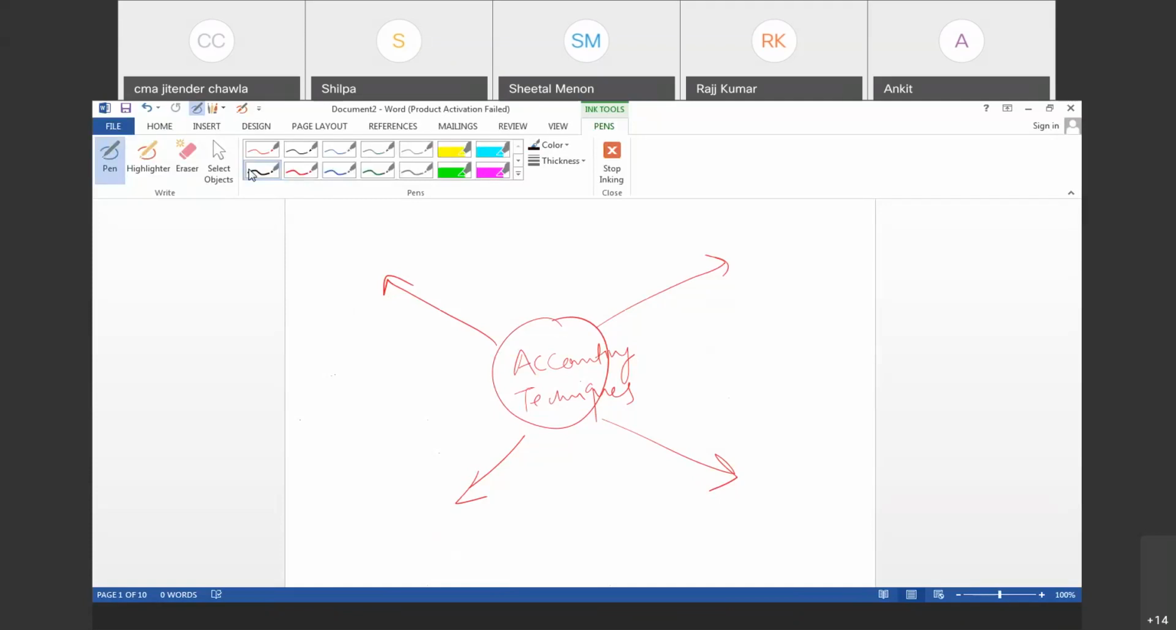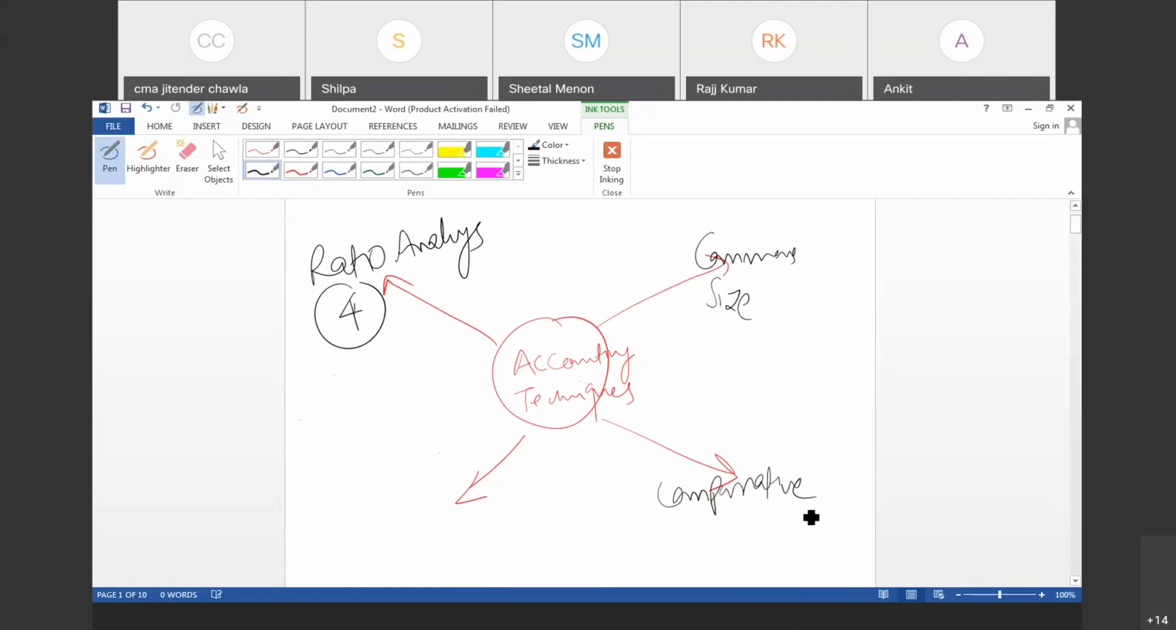Okay. First one is ratio analysis, right? Again, ratio analysis, you have four techniques. Then you have a common size statement. You have comparative. What comparative? Generally, comparative income statement बनता है और generally common size balance sheet बनती है. What I am talking about generally. The last one is trend analysis.